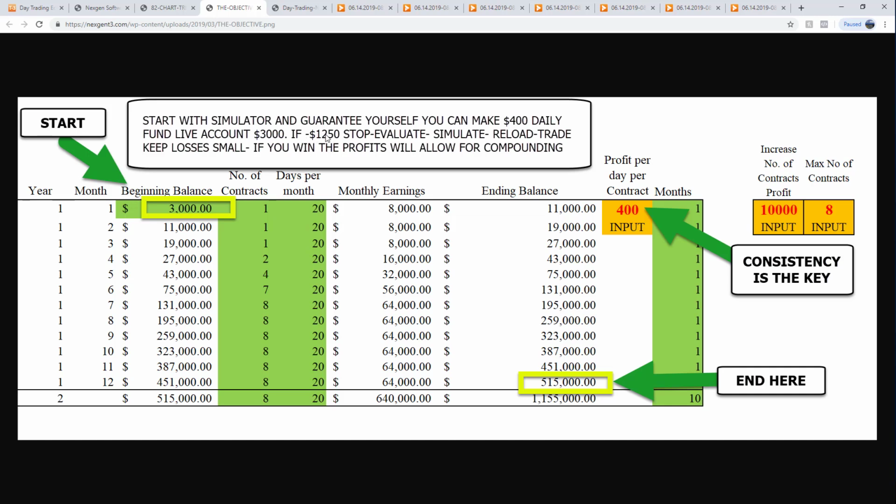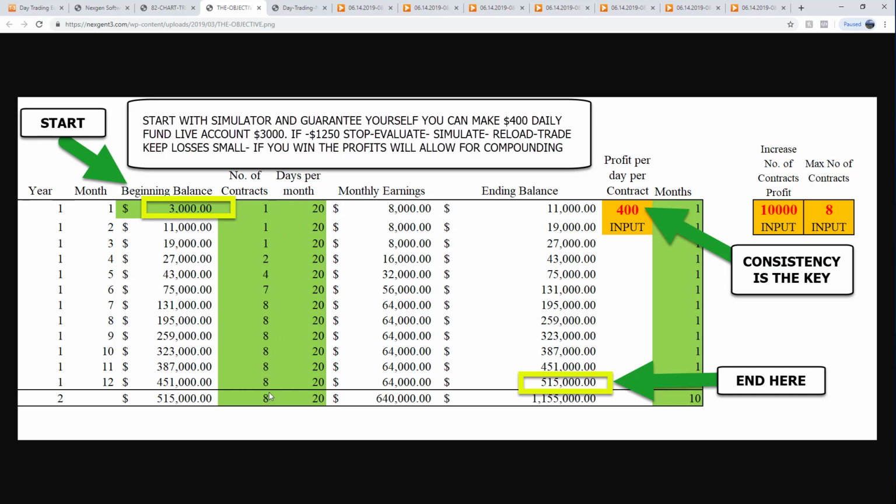If you lose $1,250, stop. You're not doing something right. You should not lose $1,500. Make sure you're posting charts in class. Make sure you're getting feedback for what you're doing. Make sure you go back and do some more studying. Then refund your account when you know you're right, and then do it again. So you always keep your losses as small as possible while you're learning, because once you actually get it and you can be successful, then the rest of this is going to take care of itself.